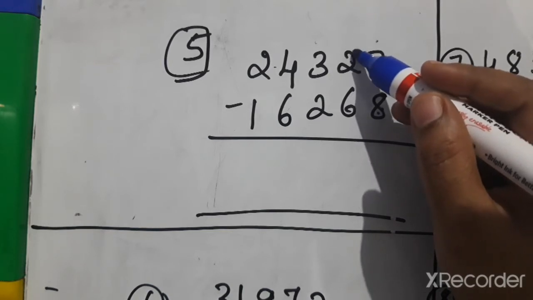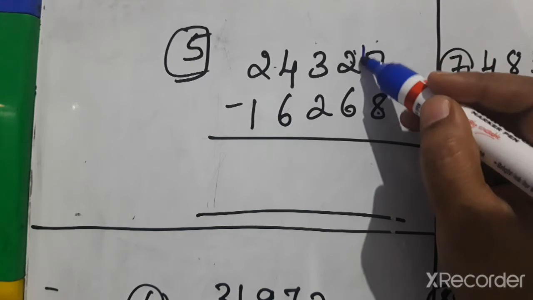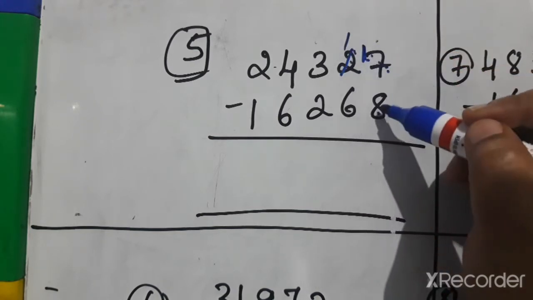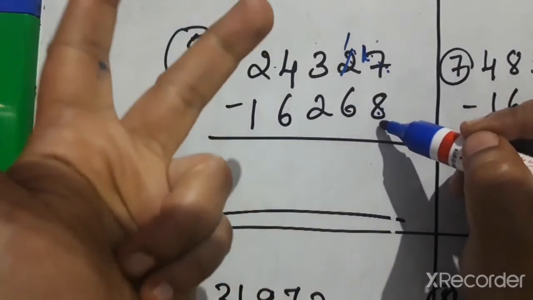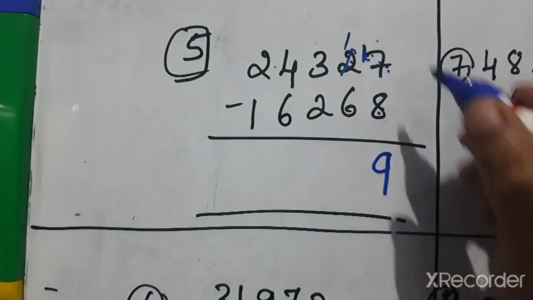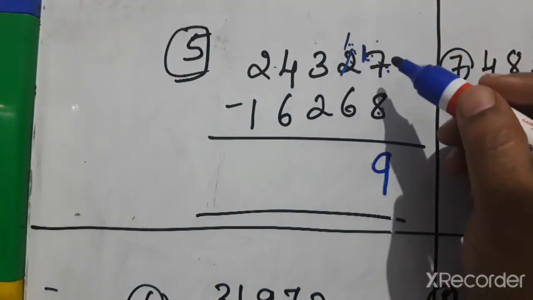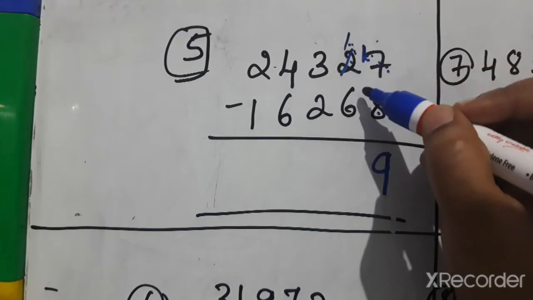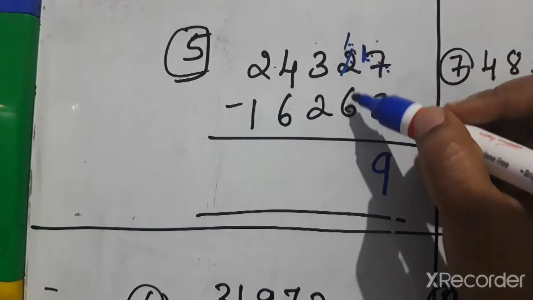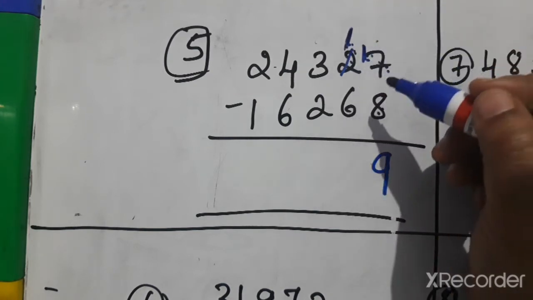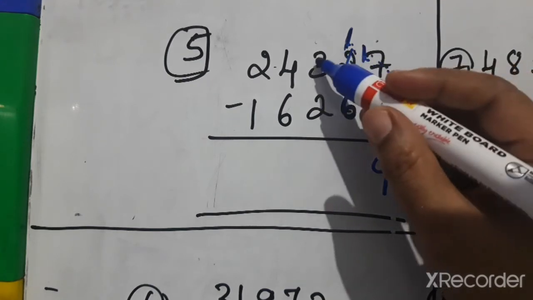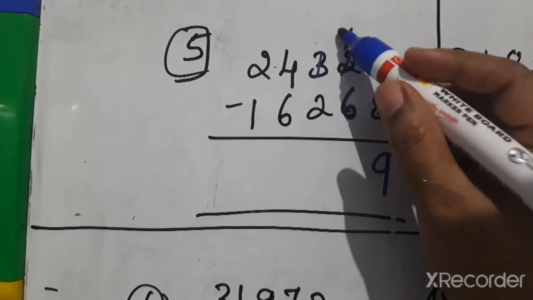Next number. So 2, borrow 1 from 2 means it becomes 17 and this is now 1. Now 17 minus 8 means 9. How much, children? 9. Now we have 1. 1 minus 6 we can't subtract because we have only 1 rupee. We want to spend 6 rupees to buy an egg. So we can't buy an egg with 1 rupee because the egg rate is 6 rupees. What will we do? We borrow 1 from next number.